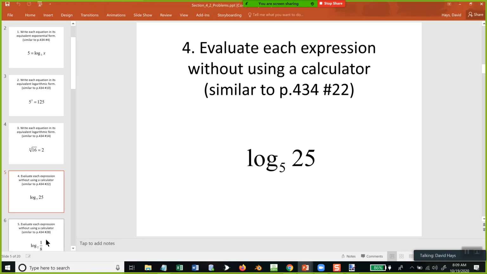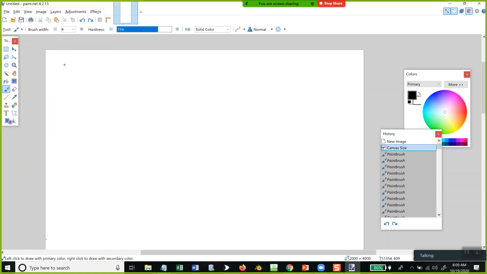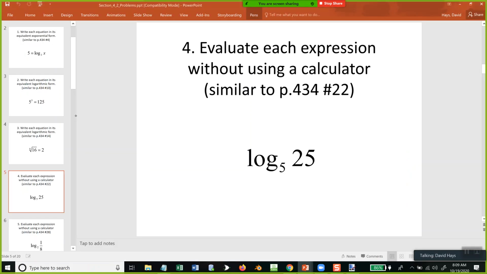Let's take a look at this problem. I'm going to work it, and then I'm going to write down the property that goes with it. It's a very, very simple idea. The property will make it look complex. Now, sometimes it's not so simple to get it in the correct form to apply the property. The instructions here are to evaluate each expression without using the calculator.